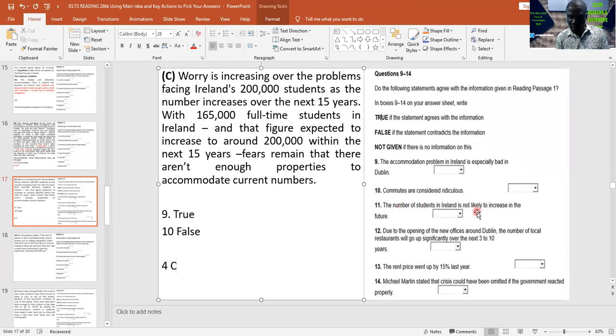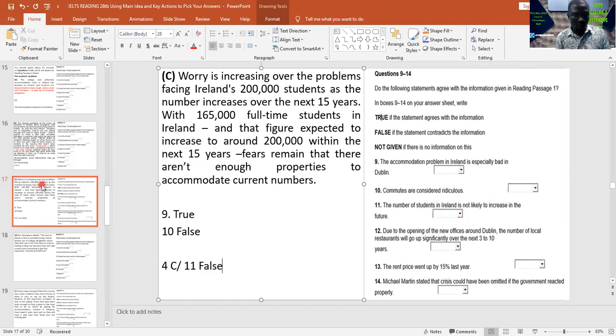And for those who have been following, the statement says the number of students in Ireland is not likely to increase in the future. So it's talking about an increase or change in the number. This one says it's not likely, but the passage said it will increase in the future. They are talking in the same context about the change that will happen, but this one is giving false information. So number 11 has been answered as false.